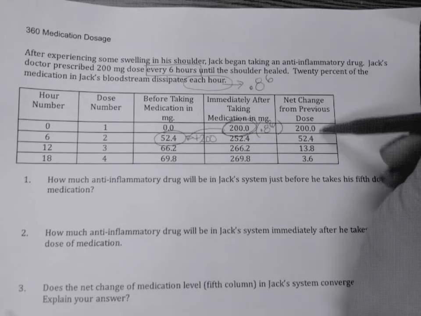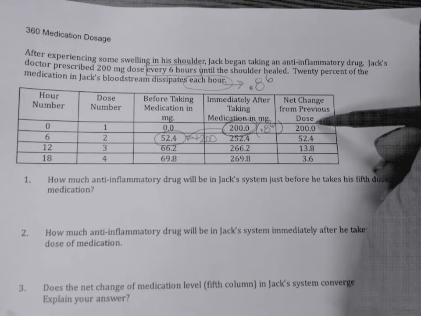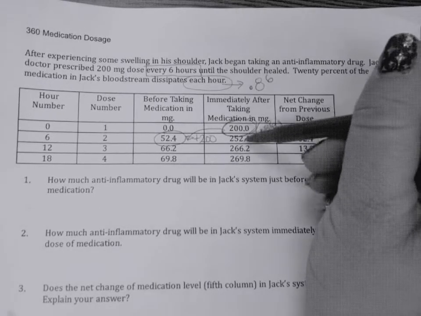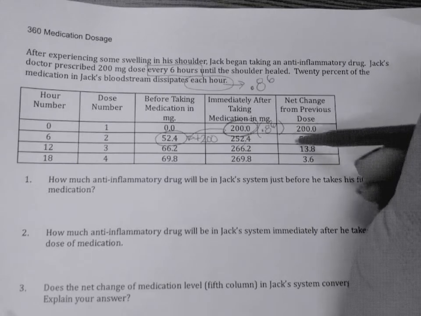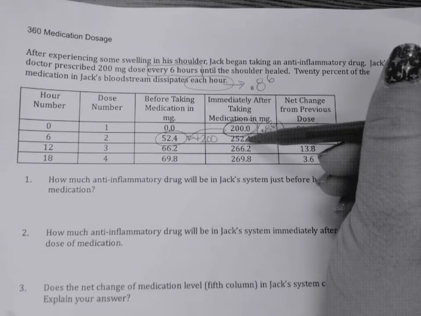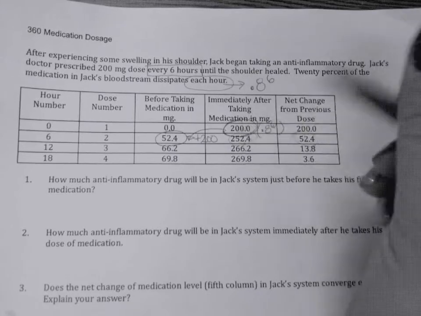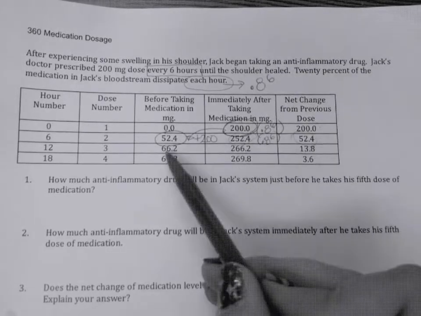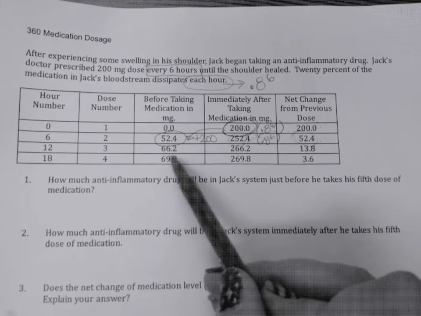Why is there this net change right here? Remember I went from 0 to 200? Now I went from 200 to 252. So the net change was only 52 more milligrams than last time. Now I'm going to take this 252 and again multiply by 0.8 to the 6th. So now I'm at 66.2.